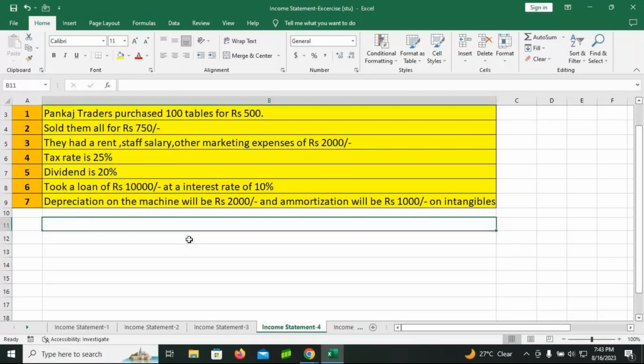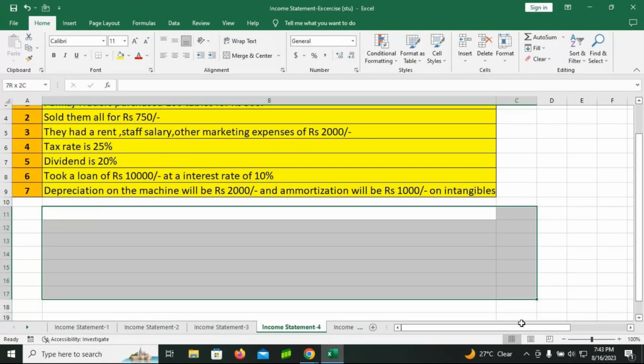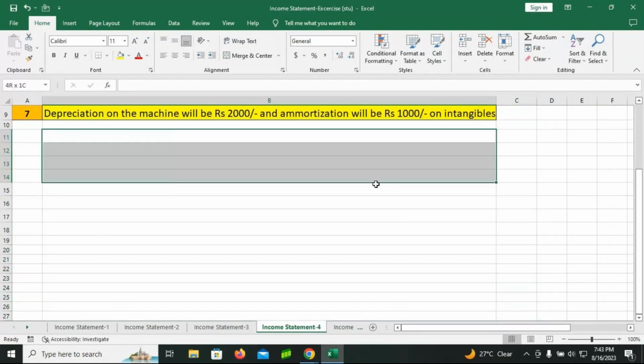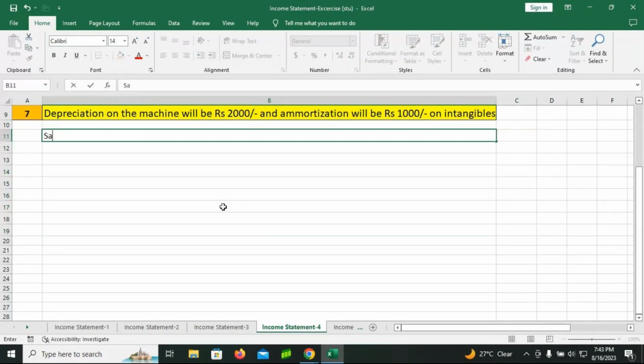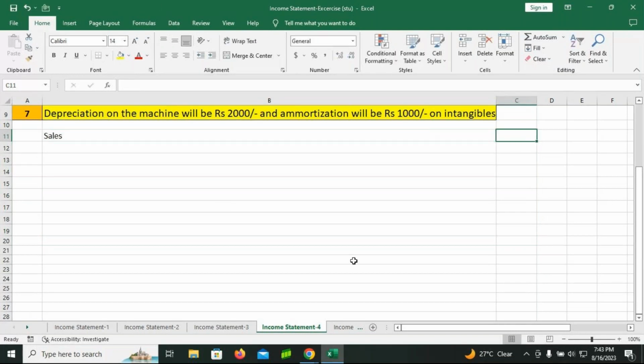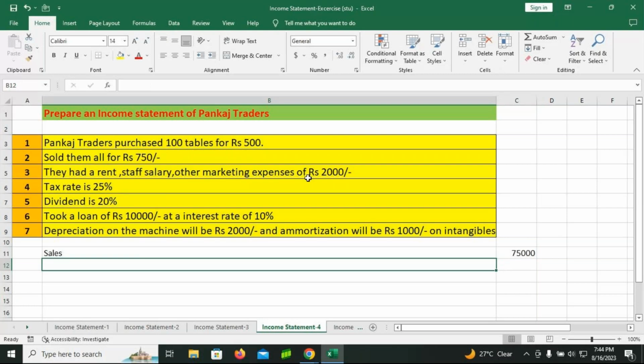So first thing is sales. What are they telling? Pankaj Traders purchased 100 tables for rupees 500 and sold them for 750. So it is 100 into 750, which is 75,000.